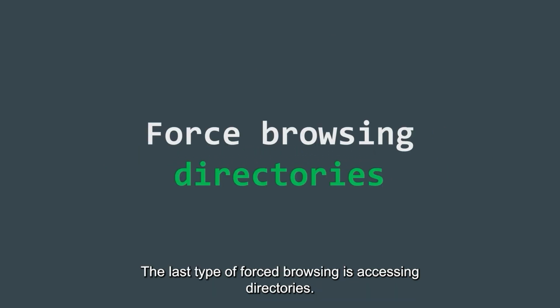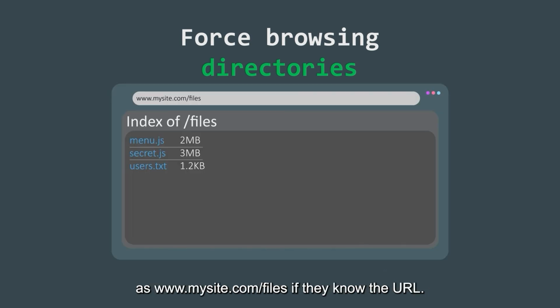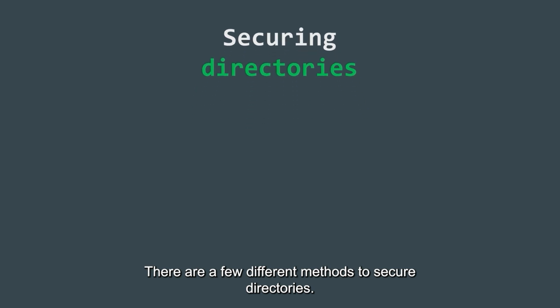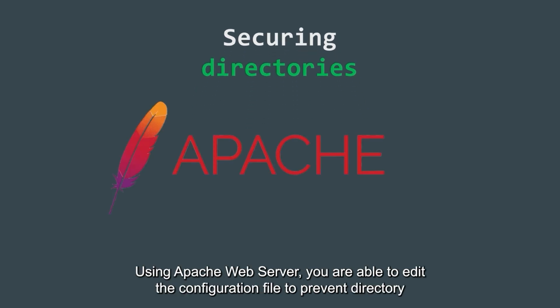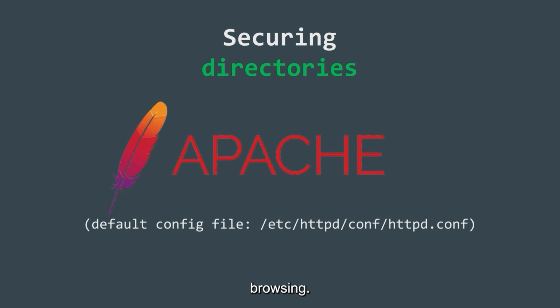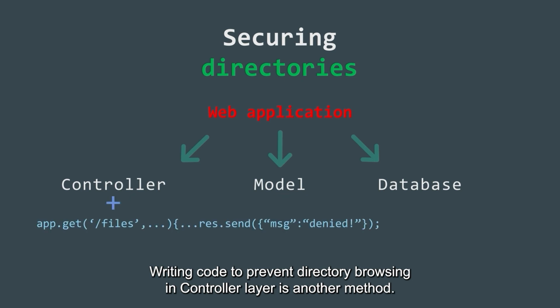The last type of forced browsing is accessing directories. Using the previous scenario, like web pages, attackers can also access directories such as www.mysite.com/files if they know the URL. There are a few different methods to secure directories. Using Apache Web Server, you are able to edit the configuration file to prevent directory browsing. Writing code to prevent directory browsing in controller layer is another method.